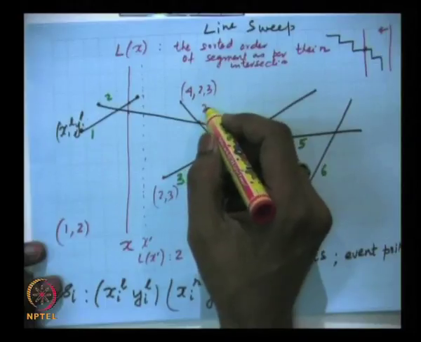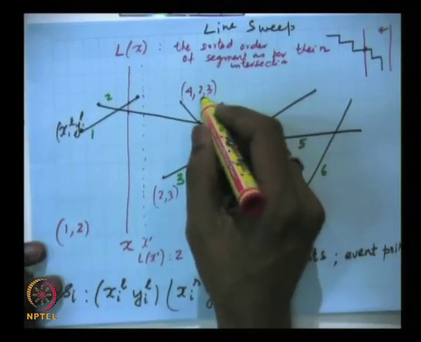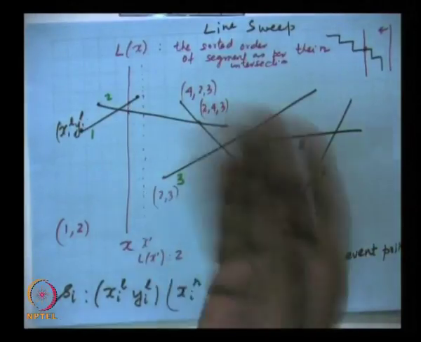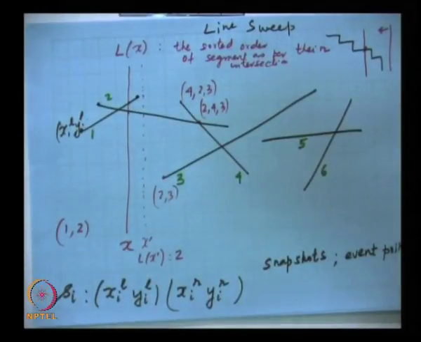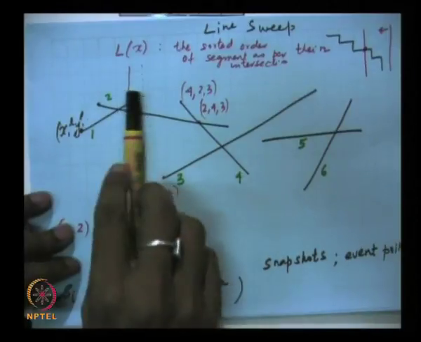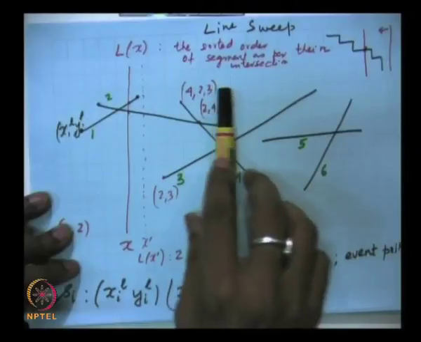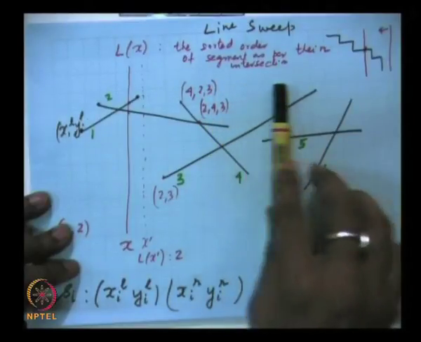So then it will be 2 4 3. In fact, if I tell you that the ordering was 4 2 3 and the ordering is now 2 4 3, you can immediately tell me that there is an intersection, right. Otherwise there cannot be a swap. So this is basically all that this line sweep is going to do. It's going to record these orderings as we sweep from left to right.